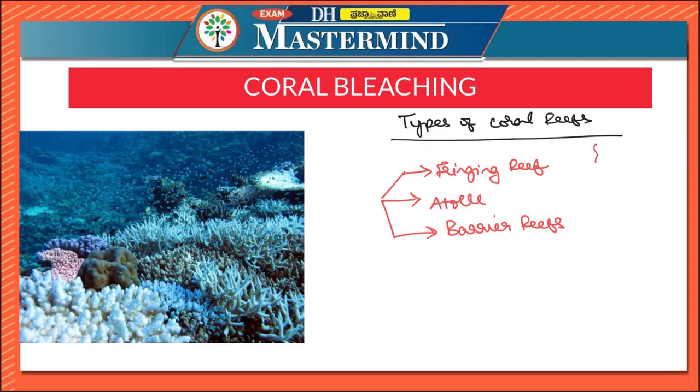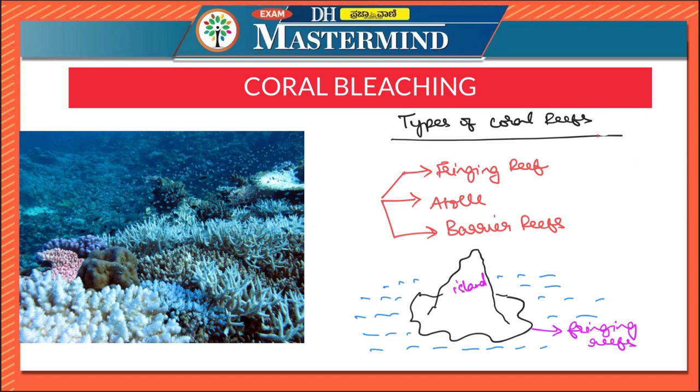So if this is the shore and if this is the sea, they grow directly towards the sea from shore. They actually form borders along the shoreline and surrounding islands. If you consider this picture, here you can easily understand the fringing reef. So this grows seaward directly from the shore.